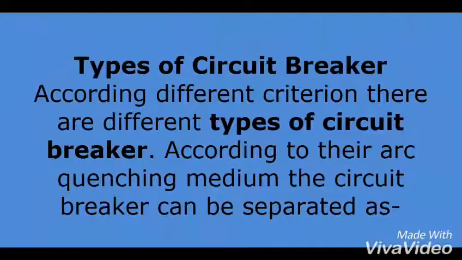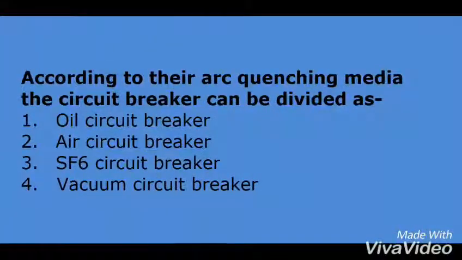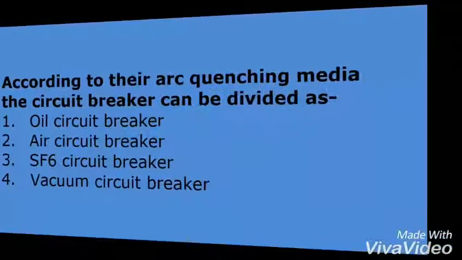Types of circuit breaker. According to different criteria there are different types of circuit breaker. According to their arc quenching media the circuit breaker can be divided as: 1. Oil circuit breaker, 2. Air circuit breaker, 3. SF6 circuit breaker, 4. Vacuum circuit breaker.